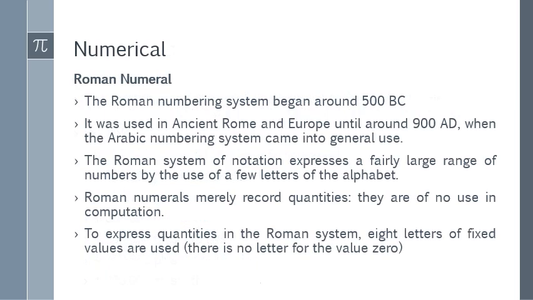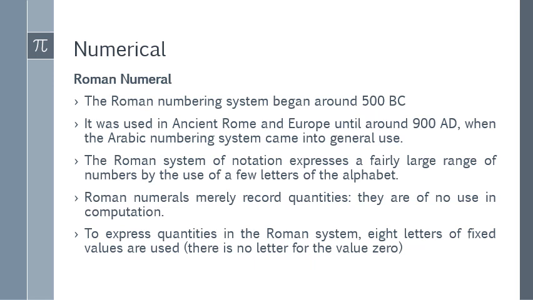The next type of numerals is the Roman numerals. The Roman numbering system began around 500 BC. It was used in ancient Rome and Europe until around 900 AD, when the Arabic numbering system came into general use, and afterwards the use of the Roman numbering system decreased.